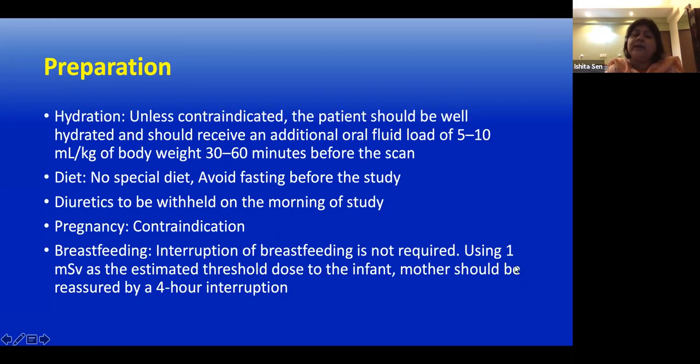Breastfeeding, again, interruption of breastfeeding is not required, and all the mother has to do is to feed the baby prior to the scan. Then in the 2 to 3 hours, which ensures till the next feed, the radiation level is barely anything, and it is far less than the recommended radiation exposure to a fetus. And this DTPA or DMSA or any of these renal agents are not excreted in breast milk. The radiation exposure to the fetus is because of the proximity.